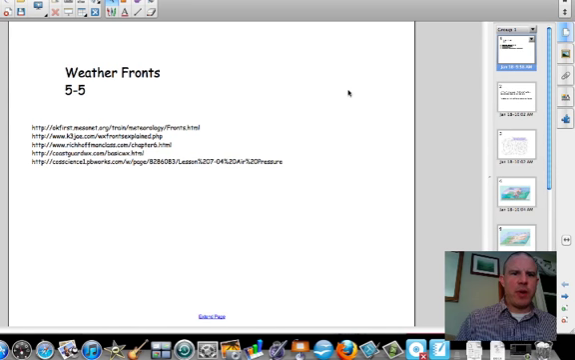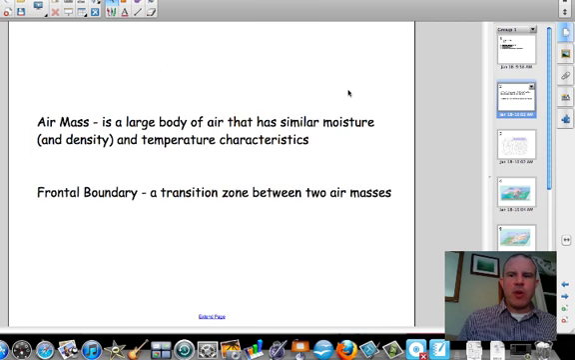The Weather Unit, Weather Fronts 5-5. So in this particular section, we're going to talk about frontal boundaries, and we're going to talk a little bit about pressure systems also. So fronts have to do with air masses. An air mass is a large body of air that has the same moisture characteristics throughout, which sometimes can relate to density, and that air mass will also have the same temperature characteristics throughout the entire air mass. So air masses are really large bodies of air over entire states or multiple states.